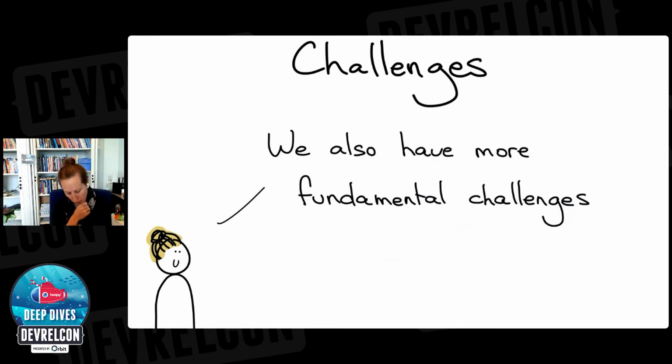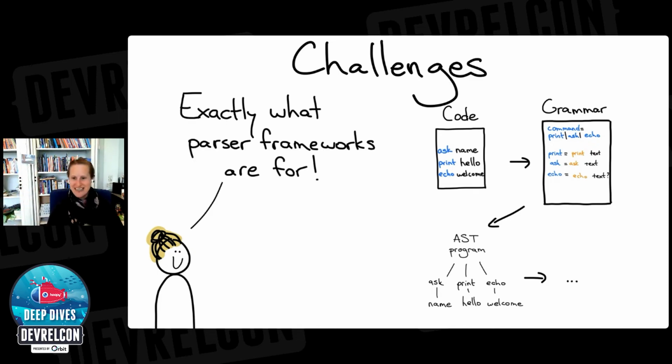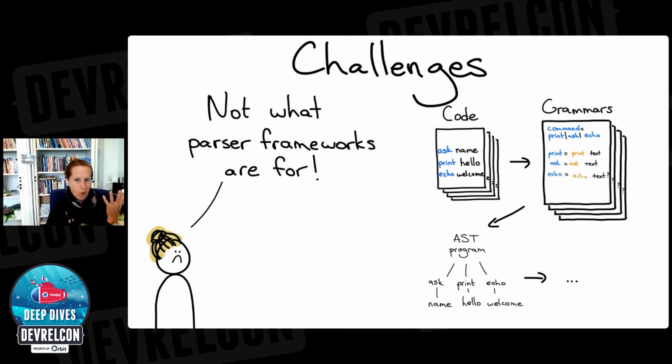And sometimes we also have more fundamental challenges because we are building something that's weird, right? Parser frameworks are not meant for this. Parser frameworks are meant to have code and one type of grammar that creates one type of AST. This is just what they're for. They're not really for different codes with slightly different grammars that should create more or less the same AST.